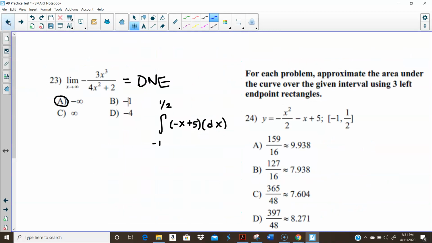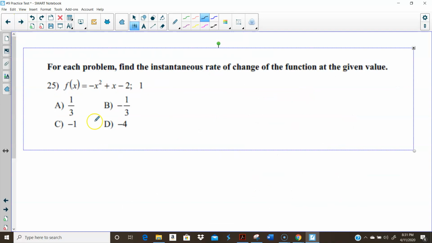I'm going to have to go back to my other screen. There it is, B. Yay! So excited that my answer's there. So there's 24. So now we just have one last problem and we're done with this review.